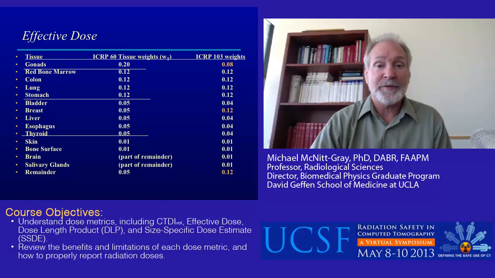Here are the weighting factors. ICRP 60, which was issued back in 1991, has tissue weighting factors. ICRP 103, which was issued in 2007, adjusted a couple of these weighting factors. You can see the gonads went from 20% weighting factor to 8% weighting factor under ICRP 103. Breast went from 5% in ICRP 60 to 12% under ICRP 103. And you can see the remainder also went from 5% to 12% of the total in ICRP 103. So you can see the weighting factors there.